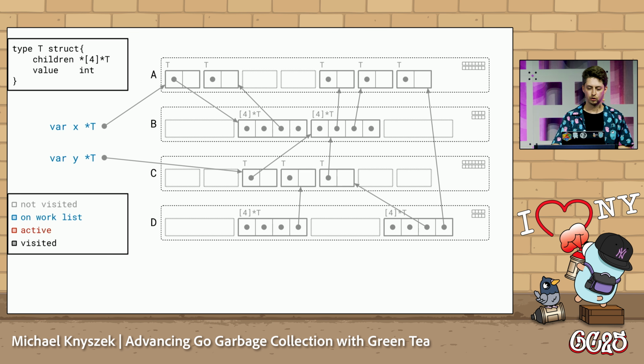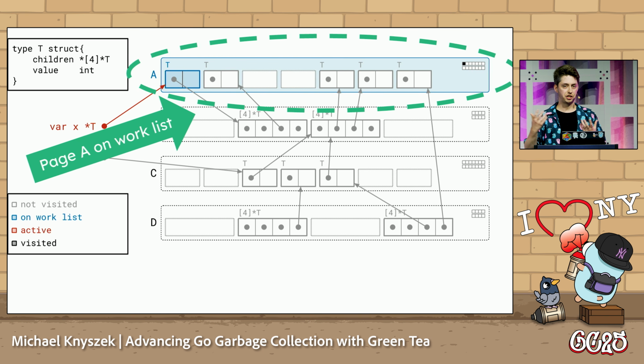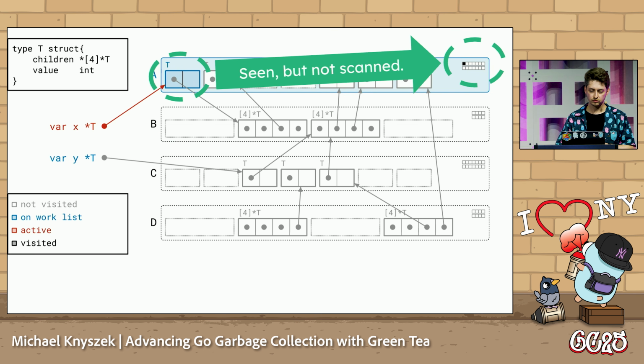Start off the same as before, walking objects from the roots. But this time, we're going to put a whole page on our work list. In this case, page A, and that's why the whole page is shaded in blue. The object we found is also shaded in blue to indicate that when we do take this page off the work list, we will need to look at that object. Note that the object's blue hue directly reflects the metadata in page A. Its corresponding seen bit is set, but its scanned bit is not.